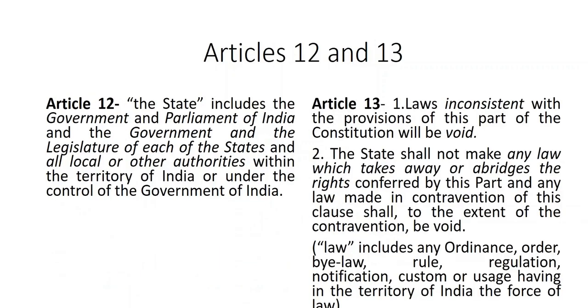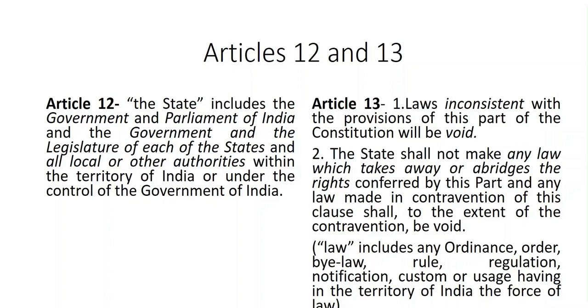First of all, let's talk about Article 12 and 13. Article 12, like I said, is the definition of the state. इसमें ये बताया गया है कि state किस किस को कह सकते हैं. So, state could be anything. It could be the government of India or the Parliament of India. It could be the government of the state or the legislature of each of the states, and all the local or other authorities within the territory of India or under the control of the government of India.